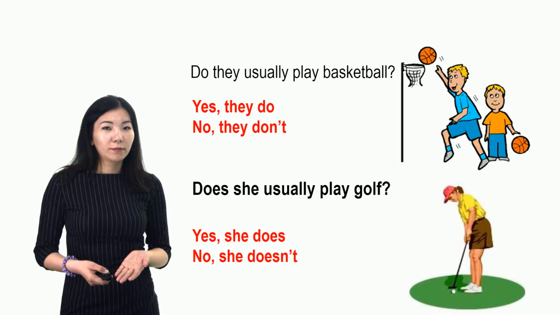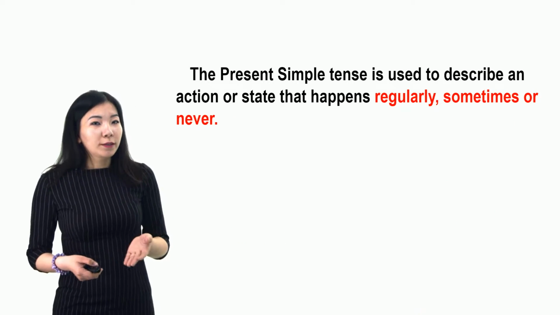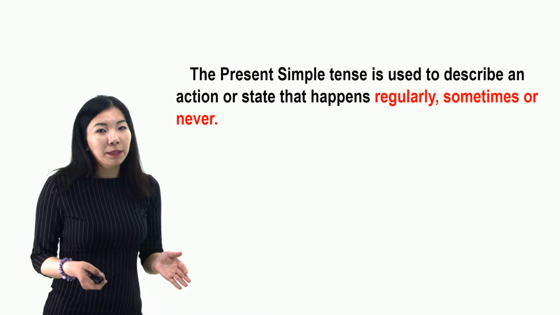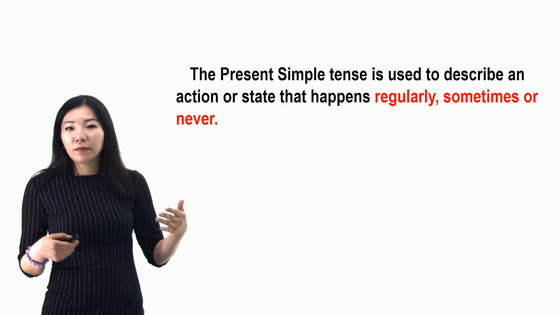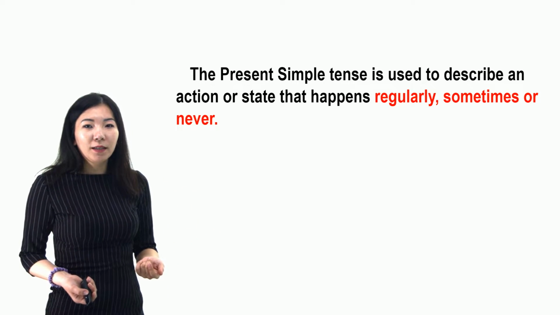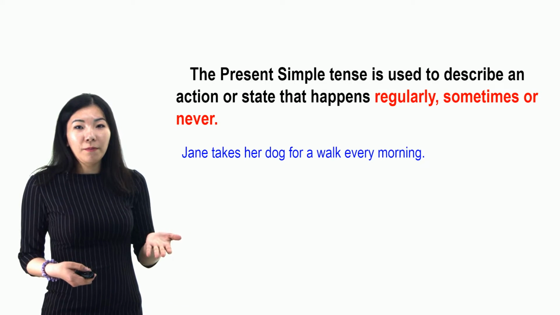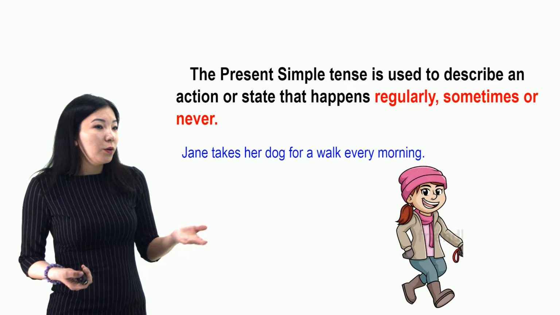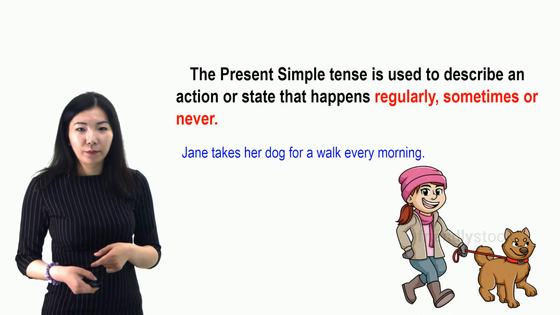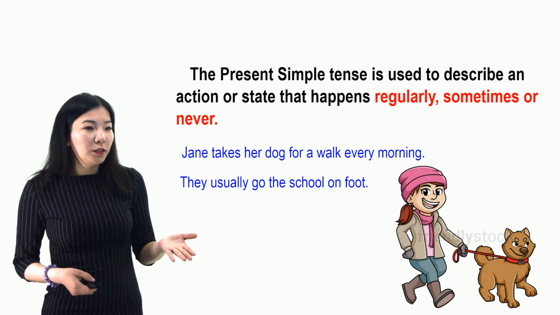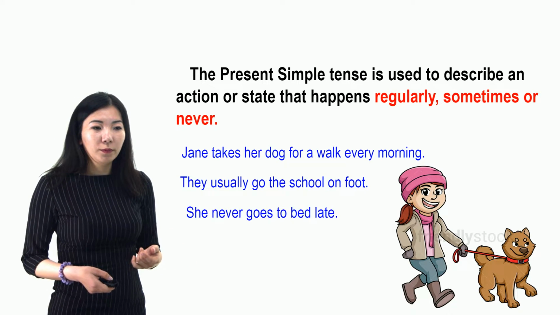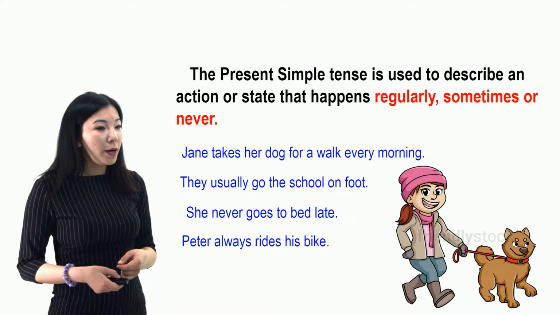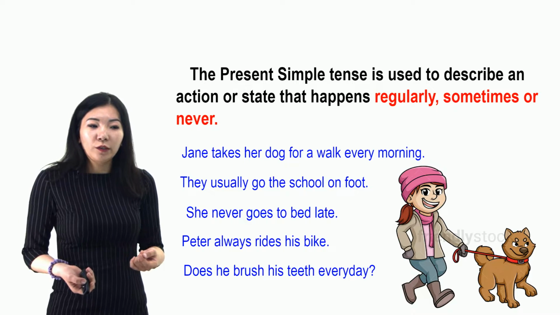So we use the present simple to describe an action or state that happens regularly, sometimes never. For example, like Jane takes her dog for a walk every morning. They usually go to school on foot. She never goes to bed late. Peter always rides his bike. Does she brush her teeth every day?